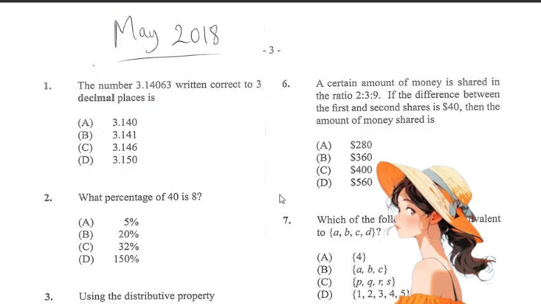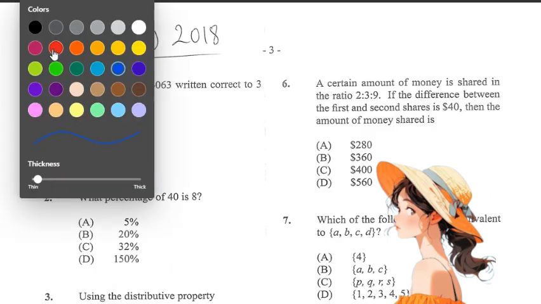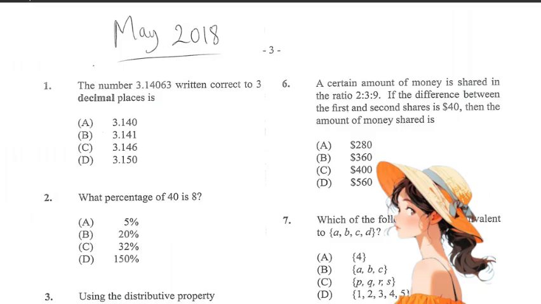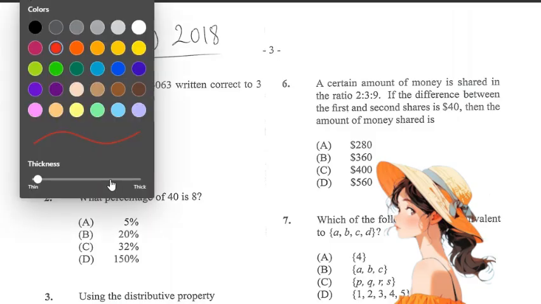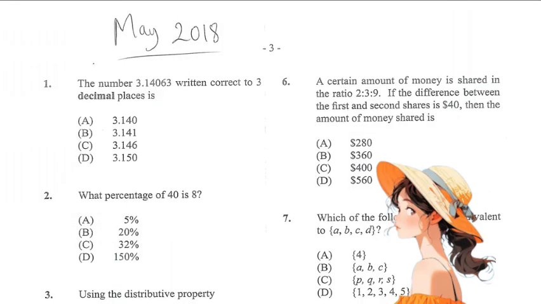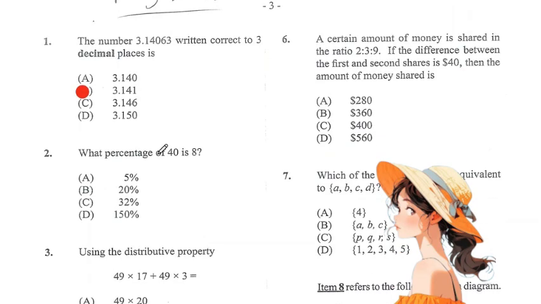So for question 1, the number 3.14063 written correct to 3 decimal places is actually, this one is not very hard. This is an easy mark, people. The answer for that would be C, 3.141. So what percentage of 40 is 8?